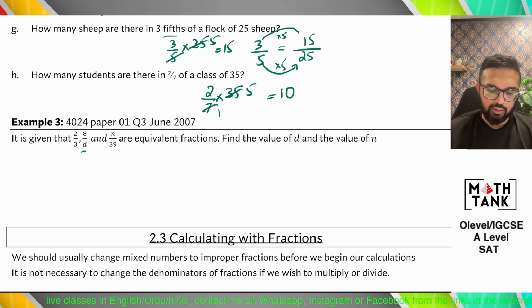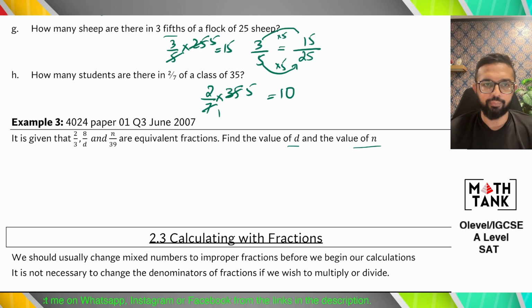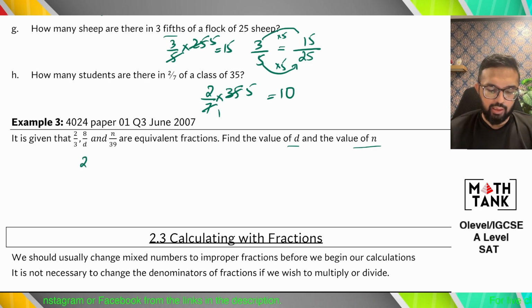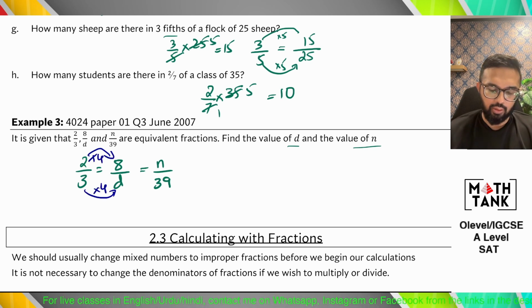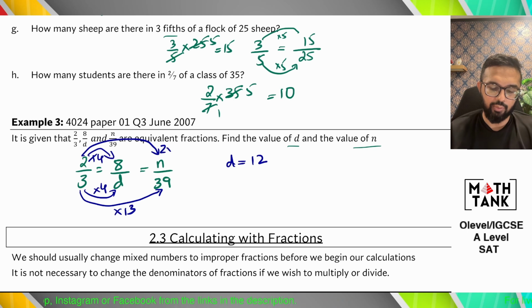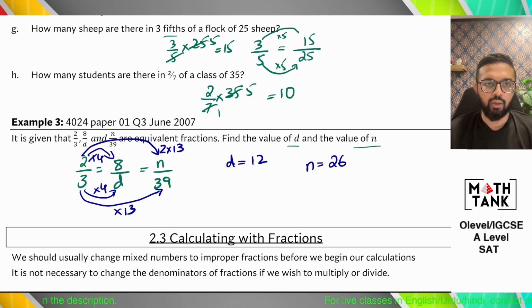Then it is given that these are equivalent fractions. Find the value of d and the value of n. So let's write them as equivalent fractions first. I notice that 2 has been multiplied by 4. So this also needs to be multiplied by 4. So d should be 12. Then if 3 has been multiplied with 13, 2 also needs to multiply with 13. So n has to be 2 into 13, which is 26. Okay, I think that is reasonably simple.